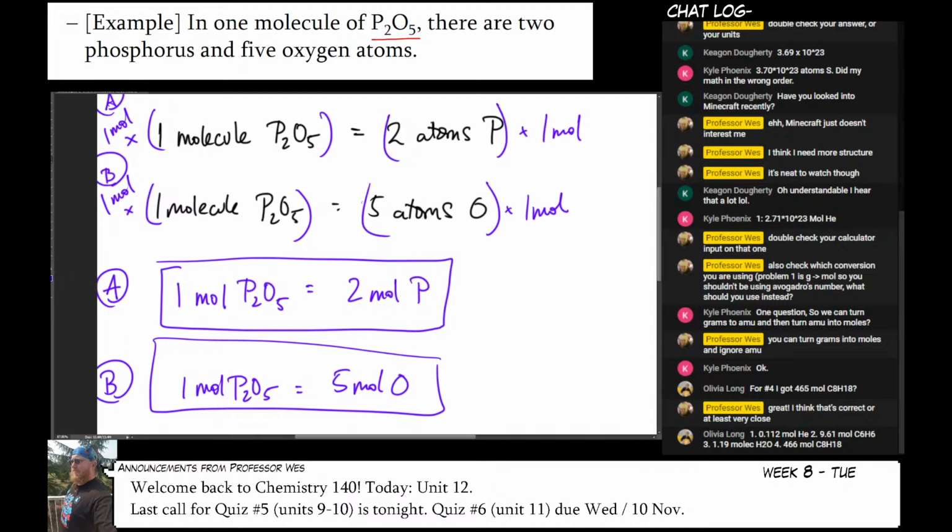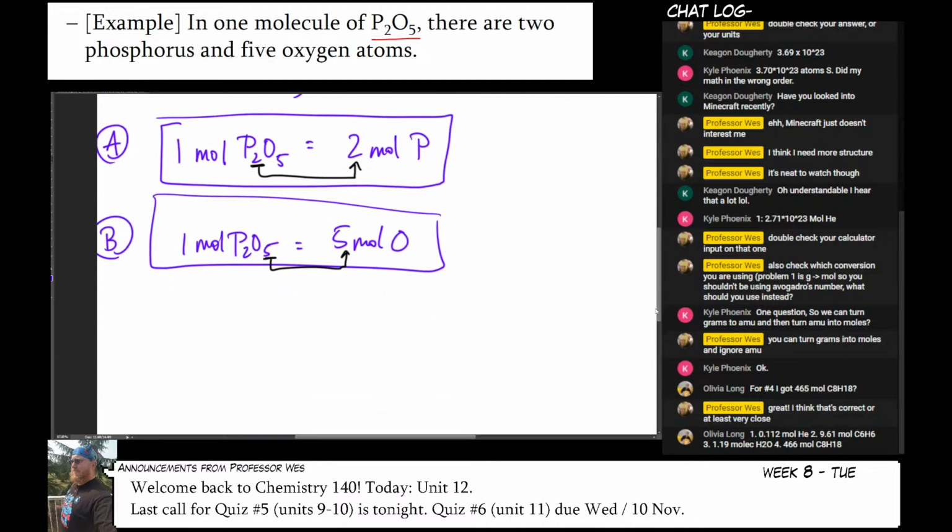Because this 2 tells you that. And in 1 mole of P2O5, there are 5 moles of O because this 5 tells you that too. Now, if you have those statements, what if I said something like this? I'm going to give you 5 moles of P2O5. And I want you to tell me how much oxygen is in there. How many moles? You say, well, I just times it by 5 because there's 5 for every one, right? Yeah, you would. And here's how you show the dimensional analysis for that.